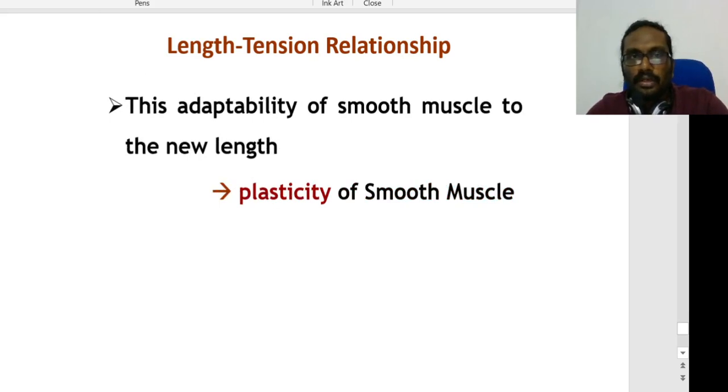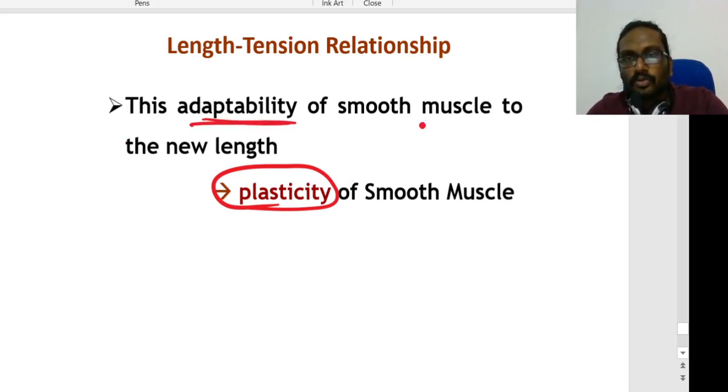Now we are going to see how this happens, and we are taking the example of unitary smooth muscle, and we are going to learn this special feature of smooth muscle called plasticity of smooth muscles. Basically, that's nothing but adaptability of smooth muscles to a new length. That means the smooth muscle has a particular property of expanding and maintaining its length. That's what we are going to learn and understand as the length tension relationship.